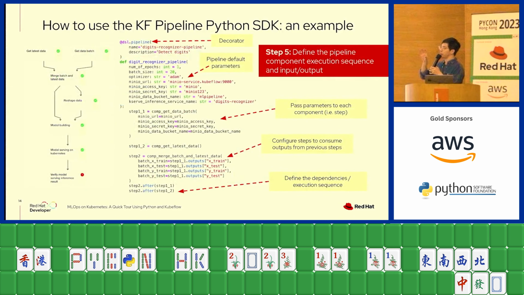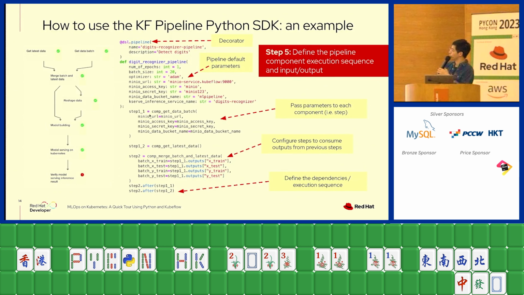So after you implement each of the steps, you have another function to line all those steps up in a sequential manner to give a sequence. That's why you define a pipeline using a decorator. And then here I define some pipeline default parameters, and then here I try to execute.